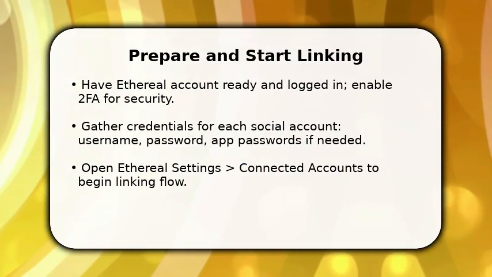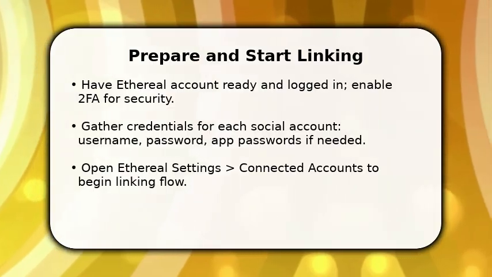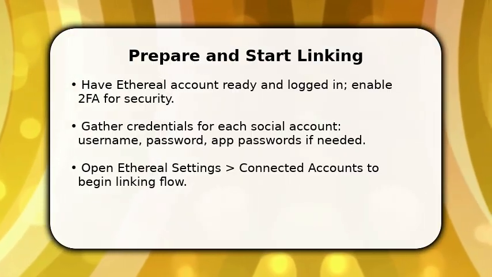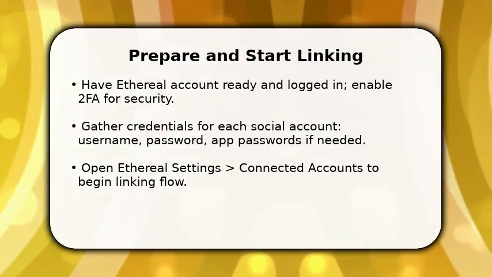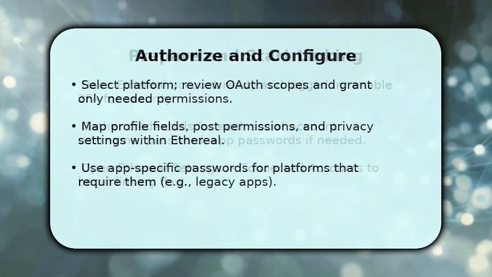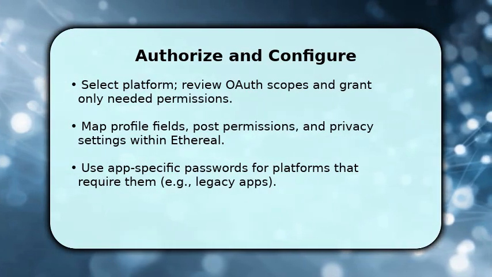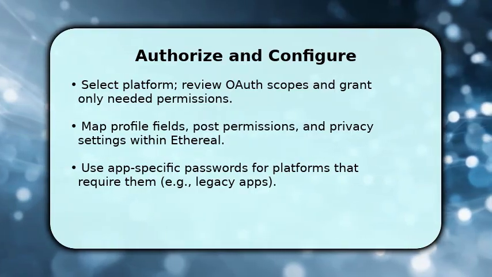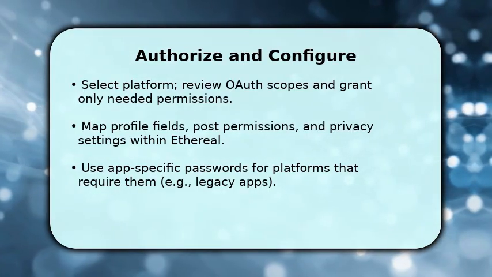Tap Add Account and choose the social platform you want to link. This is the first actionable step because Ethereal will prompt permissions right away, so make sure you can approve access without delays to avoid session timeouts. Once you've chosen a platform, Ethereal will open an authorization window, read the requested permissions, and allow only what you need to keep data minimal.